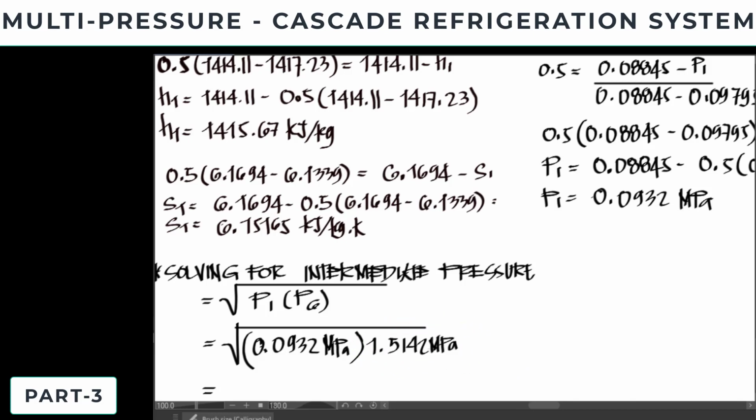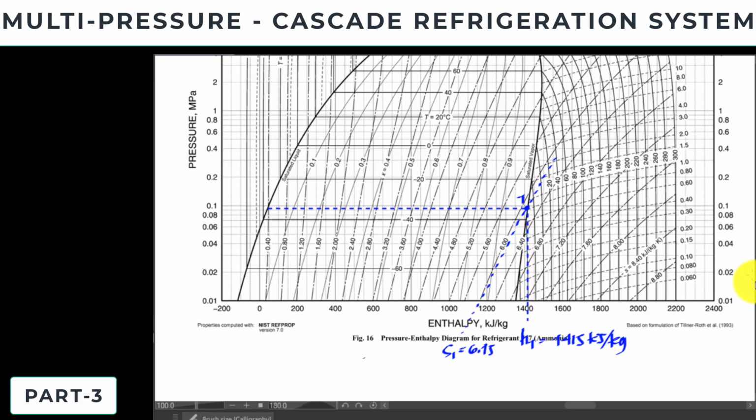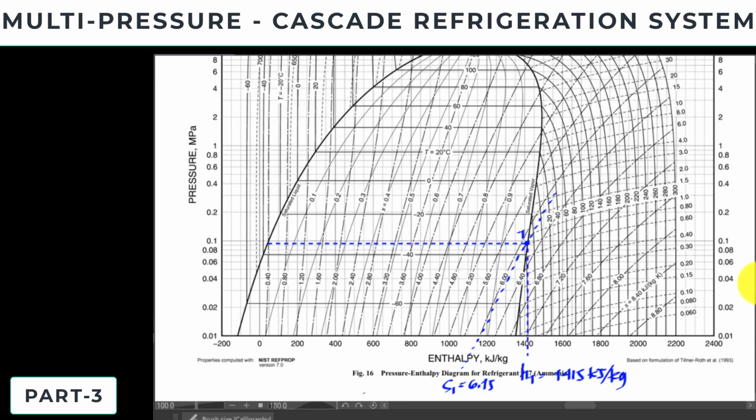So, let's change this. Okay, so we have a value of 0.3756. So, that will be 566 megapascal for the intermediate pressure. Now, looking to the table, hanapin natin yan. Let's plot that one dito.